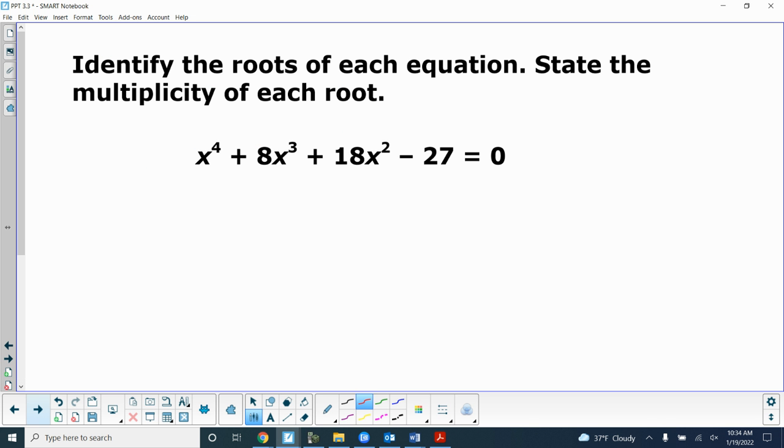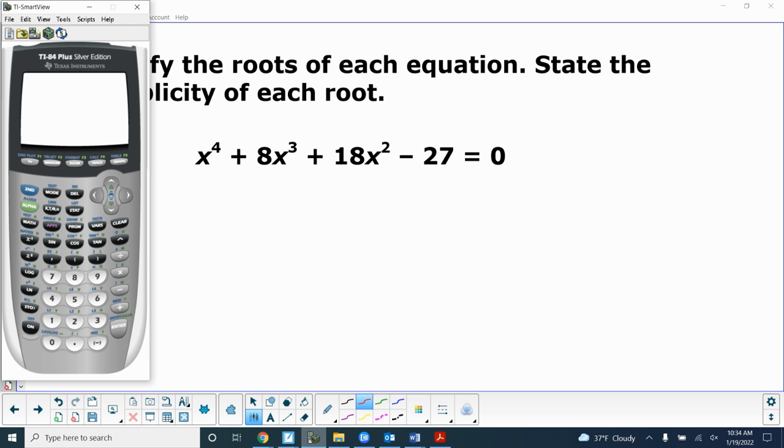All right, here's another one. All right? How many zeros or roots do you think we have? 4. Why? Because of that exponent, right? That degree of 4. Okay? So, go to your y equals x to the 4th plus 8x to the 3rd plus 18x to the 2nd minus 27.